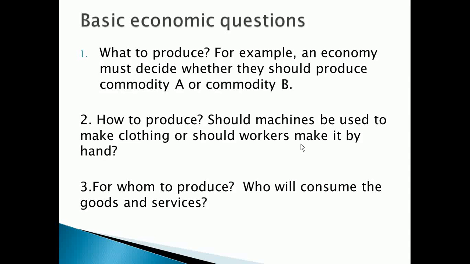Second question is how to produce. This has to do with the method of production. Should we use machine or should we work by hand? These are two decisions that organizations must make. In other words, should our production be labor intensive or capital intensive? This is a critical and crucial decision that organizations must make, because the economic situation will dictate and predict.